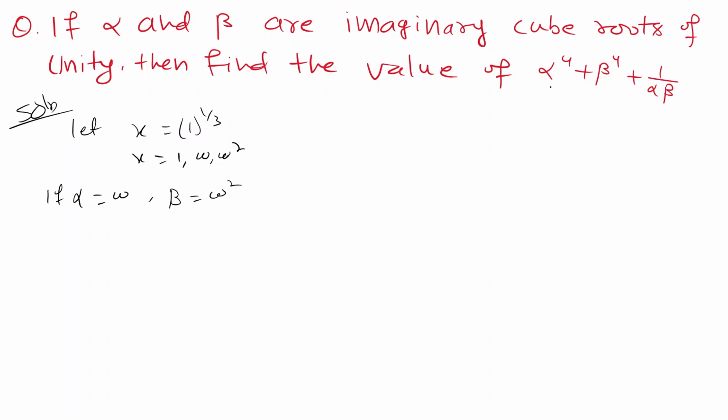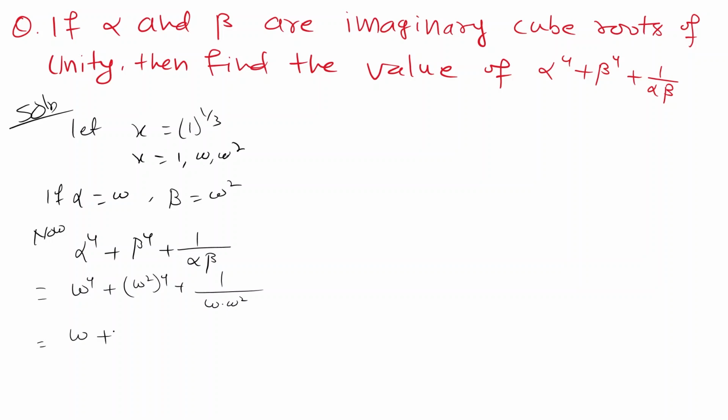We have to solve this one. We have to find out the value of this one. So alpha to the power 4 plus beta to the power 4 plus 1 by alpha beta. So alpha means, suppose that this is omega, so omega to the power 4, beta means omega square to the power 4, plus 1 by alpha beta means omega into omega square. So omega to the power 4 means now we have to divide this power by 3, so remainder will be 1. So this is omega.